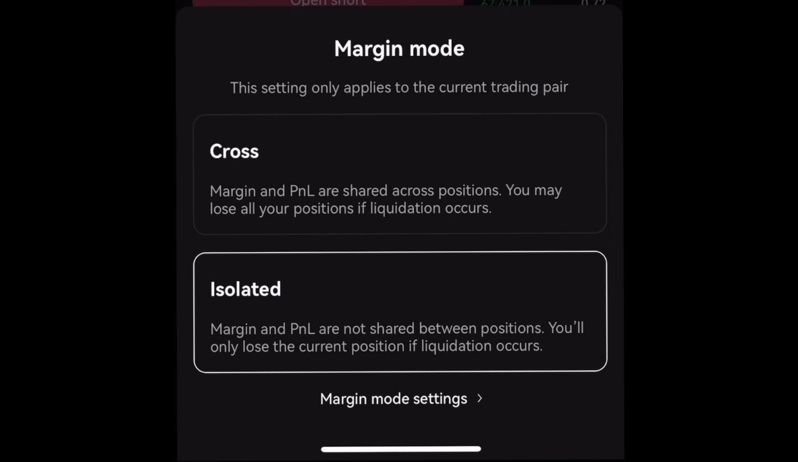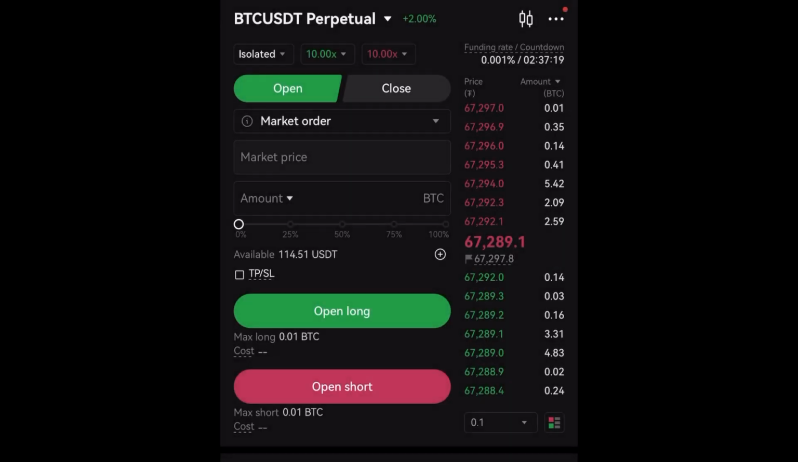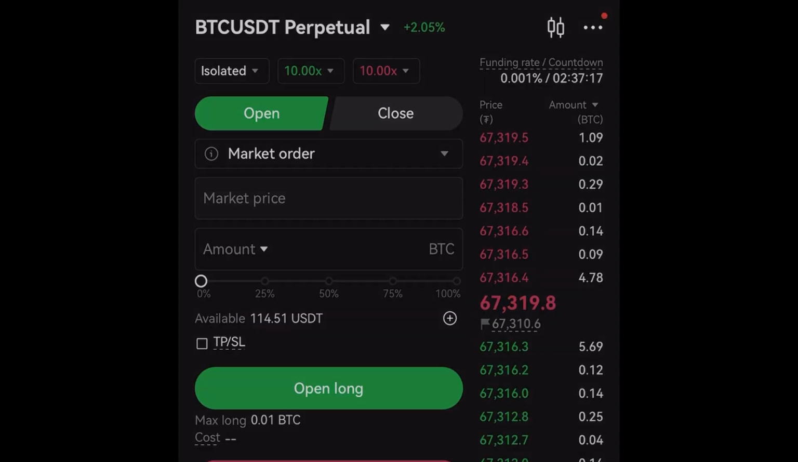I don't usually use it, and I don't usually advise beginner traders to use that. And we have isolated margin, which means the amount of margin used to enter that trade will be isolated, and once you lose it, the market will not cross into your balance to take any other money from it. So I select isolated margin, then I select leverage.